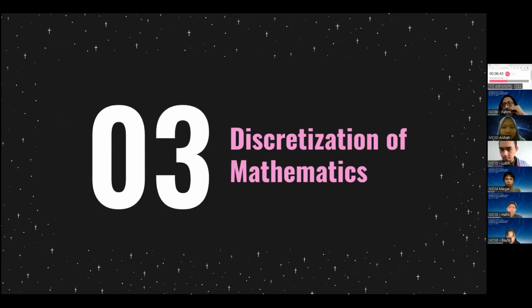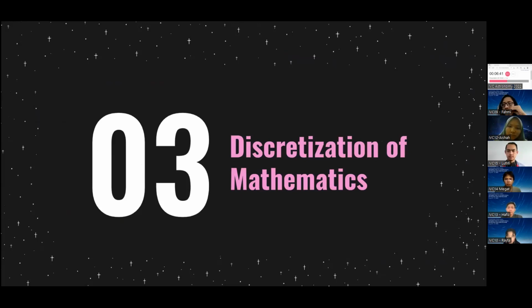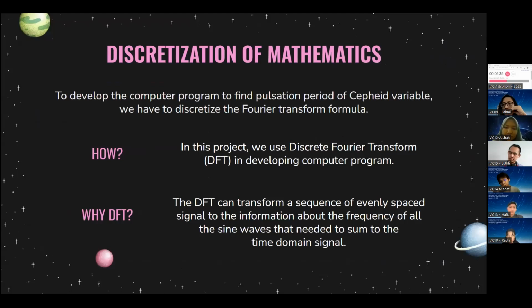Okay, so I will explain the third step. The third step is to discretize the mathematical model. The mathematical model must be converted from a continuous or differential equation, in this case the Fourier transform, into an algebraic approximation so that it can be solved by the computer. To develop the computer program to find the period of the variable stars, we have to discretize the Fourier transformation formula. In this project, we use the DFT, or discrete Fourier transform, in developing the computer program.